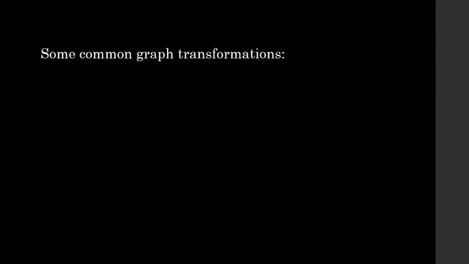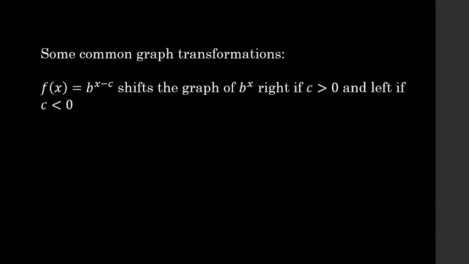Just as a quick recap, a quick little thing to mention, some common transformations we can do with the graph of the exponential. If I have the function b raised to the power x minus c, then this is going to be a horizontal shift. If c is positive, then this is going to shift it right. If c is negative, then this is going to shift it left.